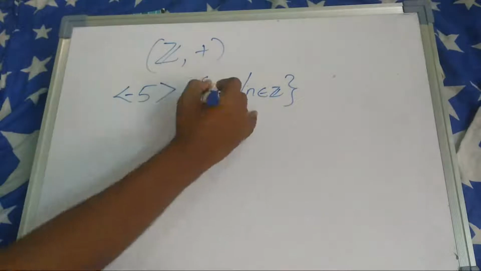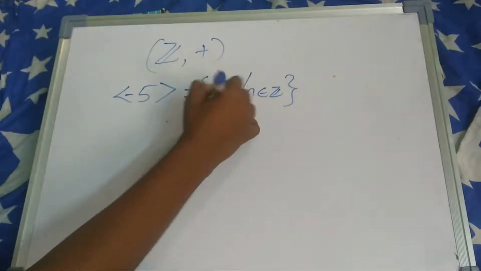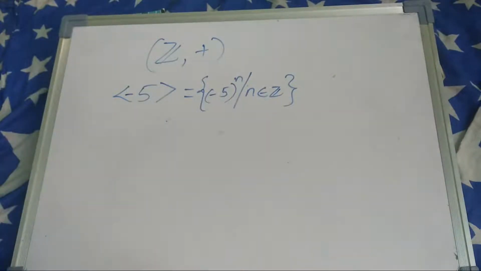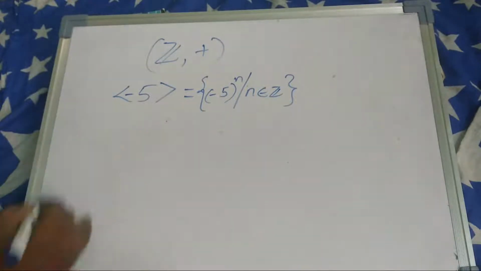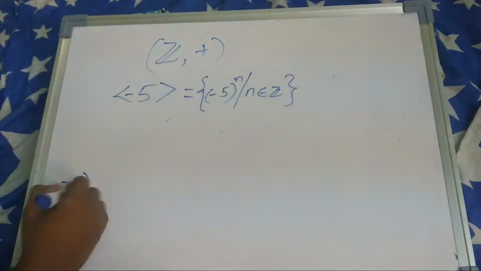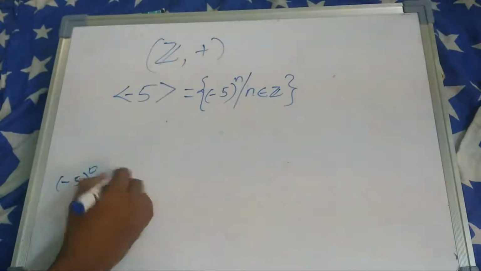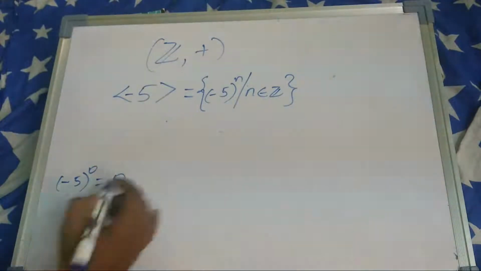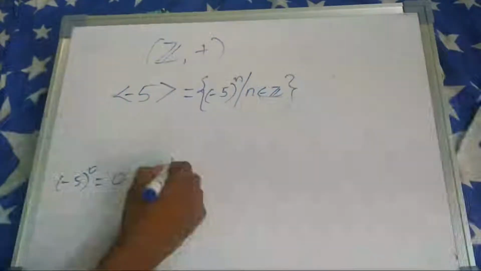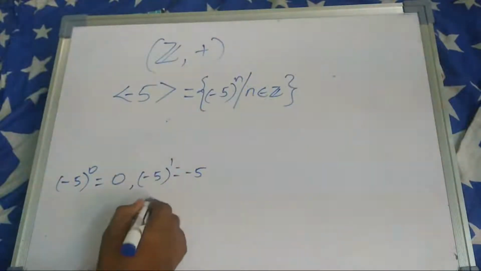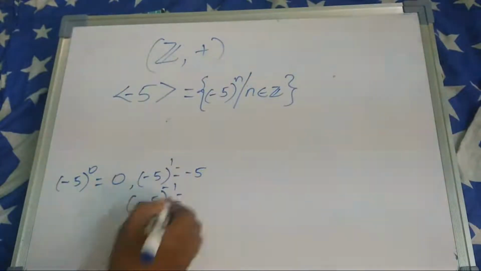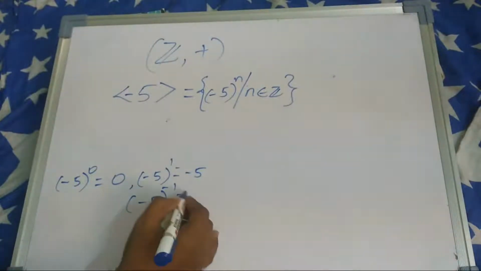So the subgroup generated by -5 is (-5)^n, where n belongs to Z. So we will try to list it out. (-5)^0 is 0. Then (-5)^1 is -5. (-5)^-1 is the inverse of -5, which is nothing but 5.